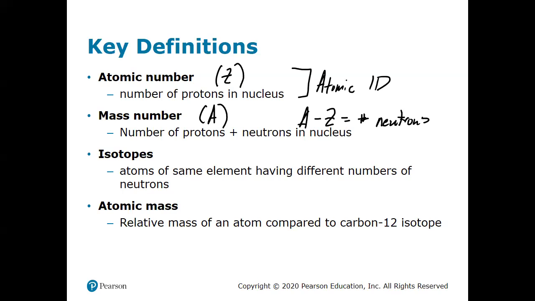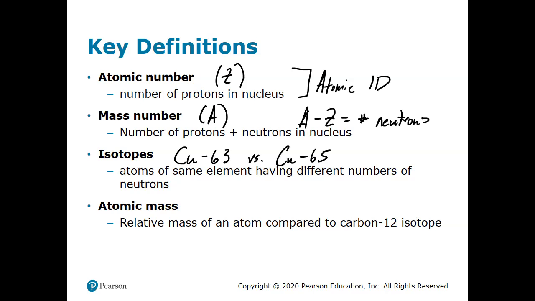So we would do things like this, talk about, okay, copper-63 versus copper-65. In both of those cases, we're talking about copper, which has an atomic number of 29. The difference between the two is that this one has a mass number of 63, this one has a mass number of 65. So if we did our subtraction, we would find that this one has 34 neutrons, this one has 36 neutrons. That's where they're different from each other.